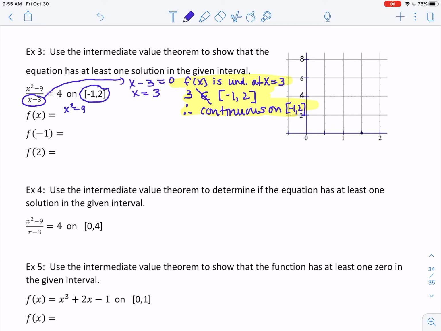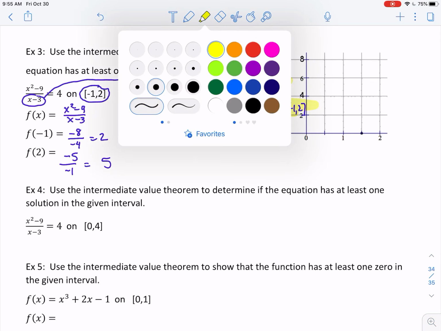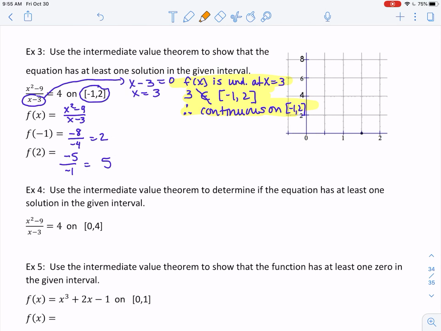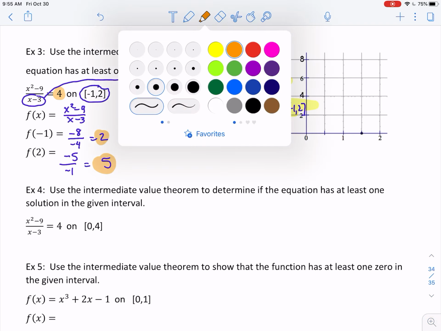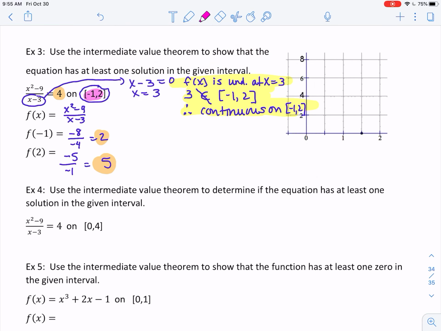All right, so now we're going to go ahead and, so f of x is x squared minus 9. f of -1 would be -8 over -4, which is +2. And f of 2 is going to be -5 over -1, which is 5. Okay, so now we're saying that 4 is between 2 and 5. Therefore, there has to be one solution to that equation between -1 and 2.